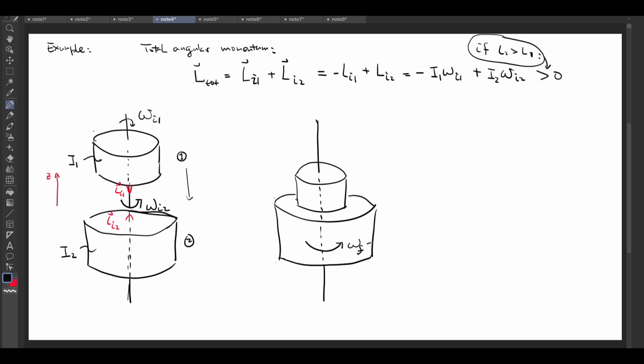So now the question is, can I represent this omega final with omega I1 and omega I2? Okay, now that is the total angular momentum conservation. The calculation needs that angular momentum conservation, and the reason for angular momentum conservation is that the system experiences net torque equals 0 for the whole system.